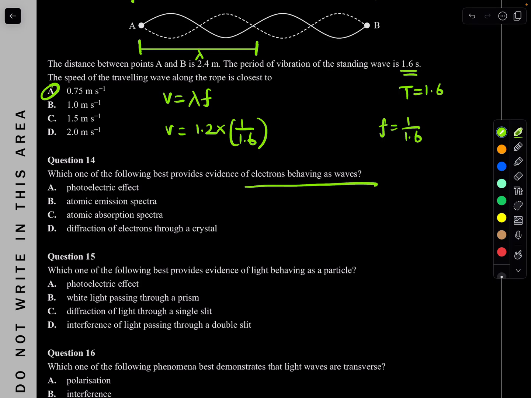No, the photoelectric effect actually proves that it is a particle, so not that one. B, atomic emission spectra? No. C, atomic absorption spectra? Nope. Diffraction of electrons through a crystal? Yes. Diffraction is a wave property, and that's absolutely proof that electrons behave as waves. The best evidence in this case.